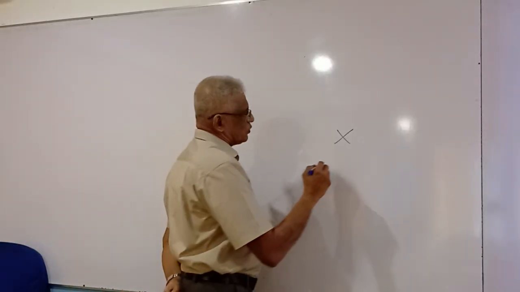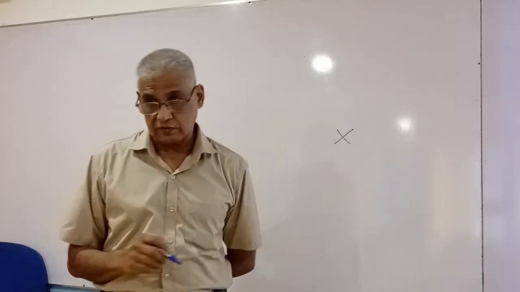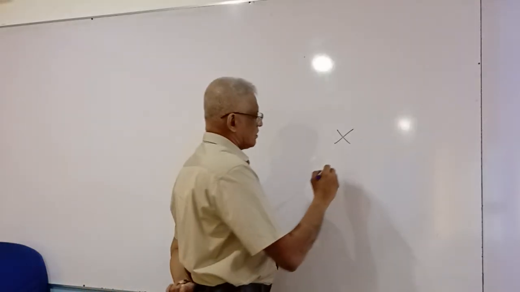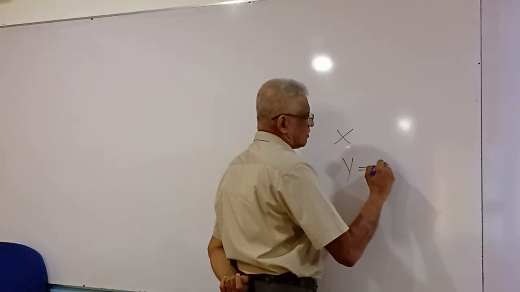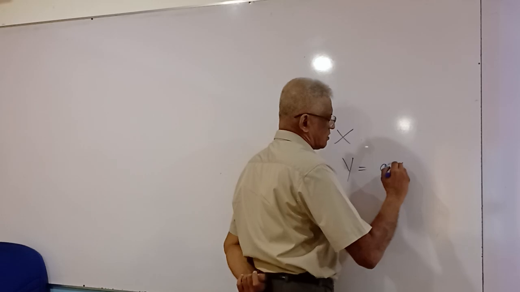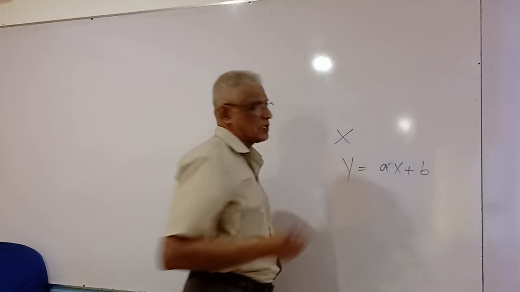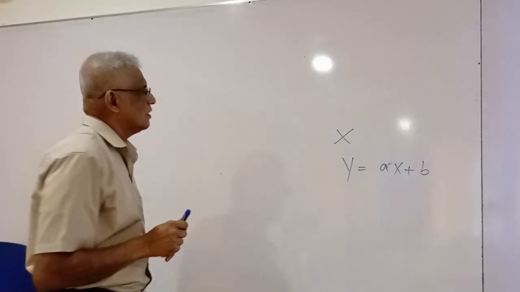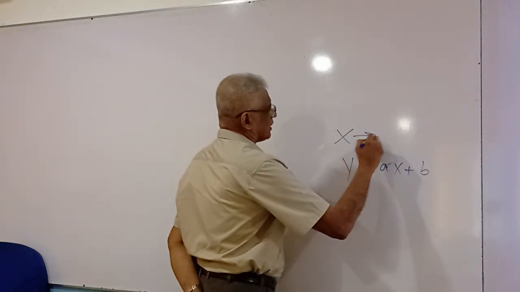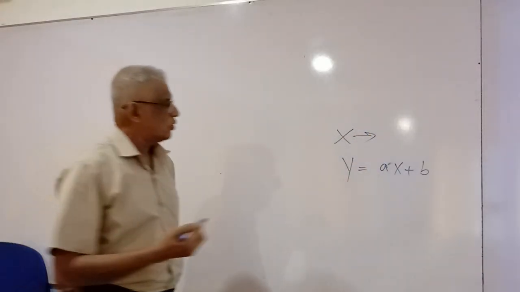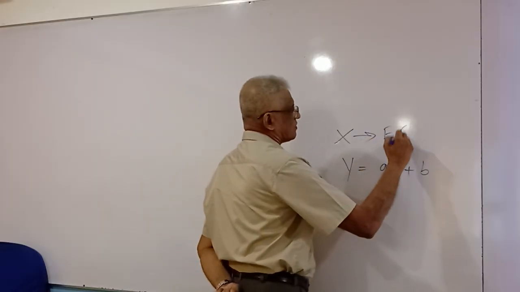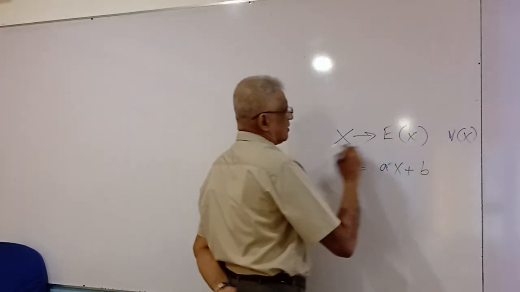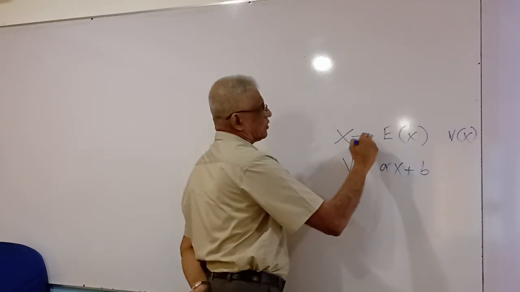And suppose you want to transform this x by, say, a linear transformation. Suppose y is equal to a x plus b, where a and b are constants. A simple linear transformation. Suppose you know, at least theoretically, the expected value of x and the variance of x. These two things are theoretical quantities.